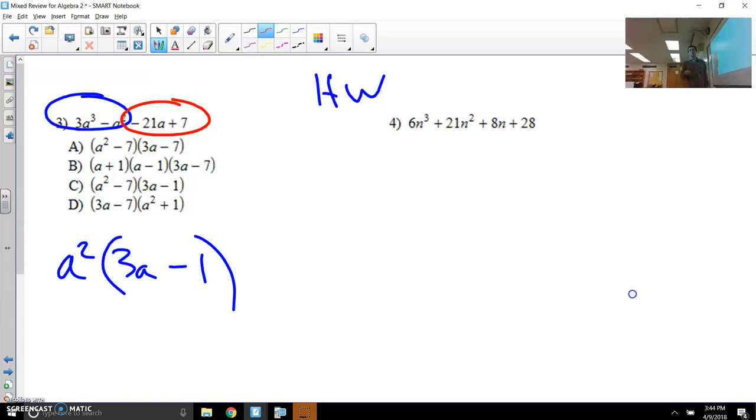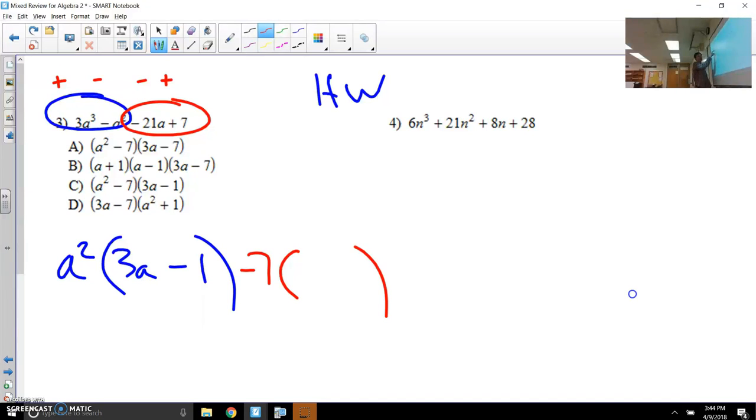Both of these are divisible by 7, but I want the signs to work out so that this parentheses repeats. So I'll look back and the signs went positive, negative, and then they kind of reversed and went negative, positive. So that tells me that I have to take out a negative 7 in order for this next part to really repeat 3a minus 1.